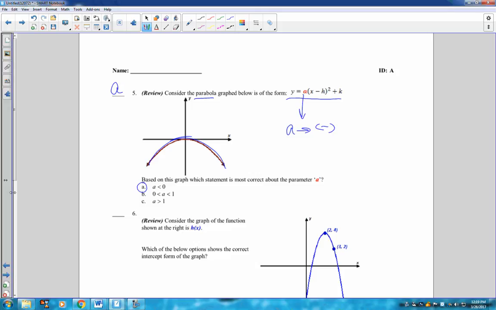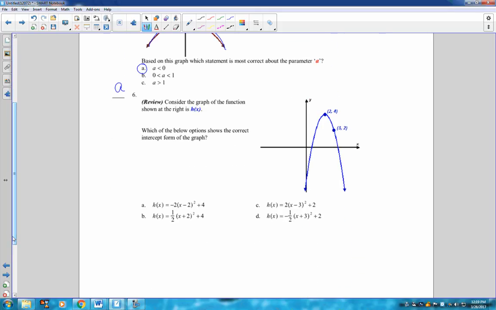The answer to number 6 is A. Looking at your graph, it says which of the below options shows the correct intercept form of the graph? Well, the vertex is (2, 4). So when you put that into your standard form, you have whatever a is, and then (x minus 2) squared plus 4. And the only one that has a minus 2 and plus 4 is A. So that would also mean that this a had to be -2. But even without knowing what this is, you could find the answer just by using your vertex.